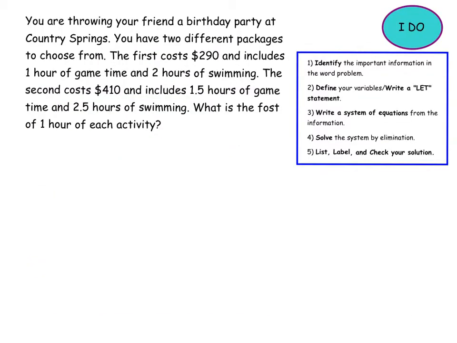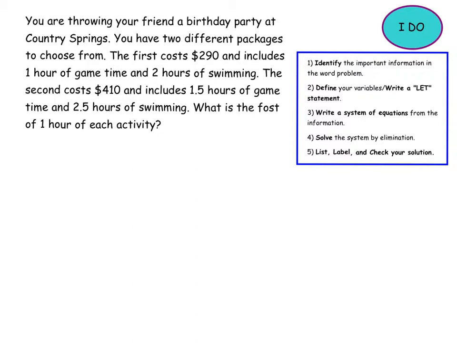So, our problem we're being presented with says, you are throwing your friend a birthday party at Country Springs. You have two different packages to choose from. The first costs $290 and includes 1 hour of game time and 2 hours of swimming. The second costs $410 and includes 1.5 hours of game time and 2.5 hours of swimming. What is the cost of 1 hour of each activity?